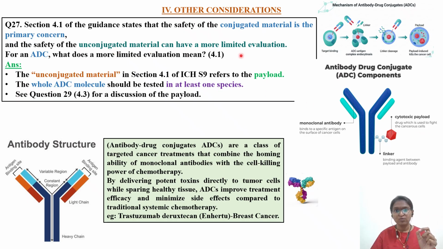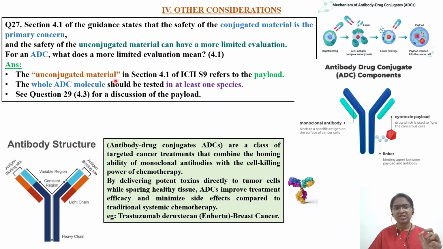Can have more limited evaluation for an ADC, meaning together all these three, A plus B plus C. What does a more limited evaluation mean? So in the guideline it says that limited evaluation is enough in the case of unconjugated material. So the requester is asking to explain in detail. What is the regulatory agency ICH stating here? We'll see. Here they are clearly defining what this unconjugated material is.